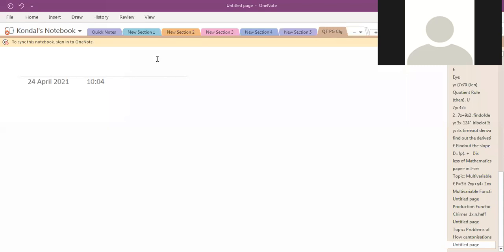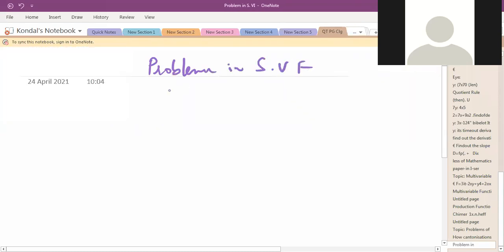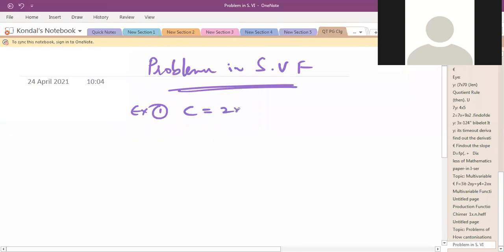Now we will discuss a single variable function. Problems in single variable function. So first, for example, if you have the problem, the first problem, c is equal to 2x square minus 8x.